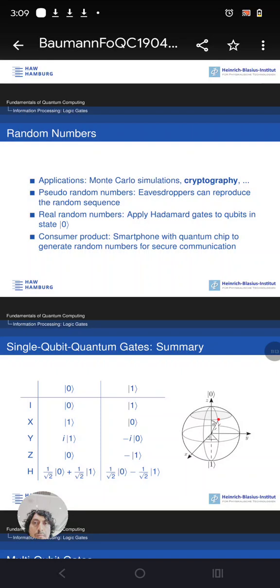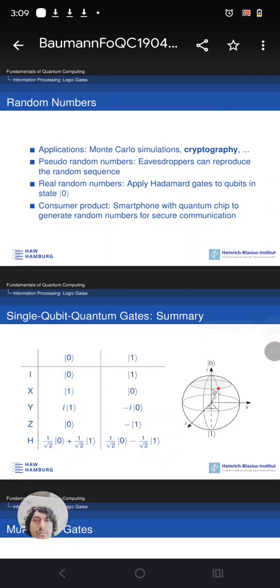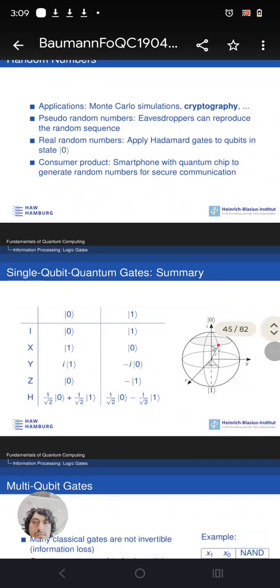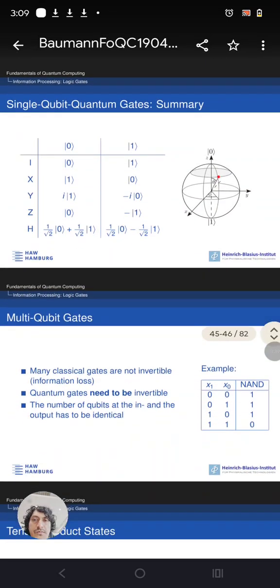So random numbers have applications in Monte Carlo simulations and cryptography. With pseudo-random numbers, eavesdroppers can reproduce the random sequence. Then we have real random numbers. So apply Hadamard gates to a qubit kept in state 0. Then I have a consumer product: a smartphone with a quantum chip to generate random numbers for secure communications. So these are some possible applications.